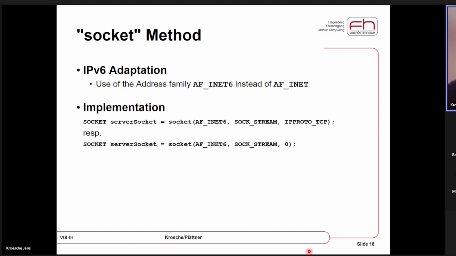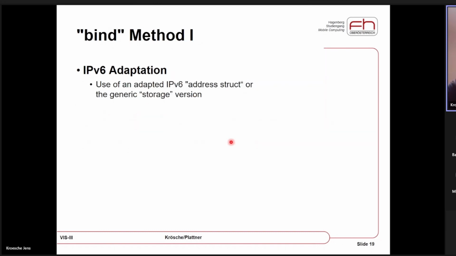Okay, back in business. We were left when we were talking about the socket construction, how to build a socket handle that is IP version 6 capable. And that's quite easy. All we need to do is choose a different address family. Instead of using AF_INET, we use AF_INET6, and the rest stays the same. So that's basically it. And after that, the socket is capable to work with IP version 6 mechanisms.